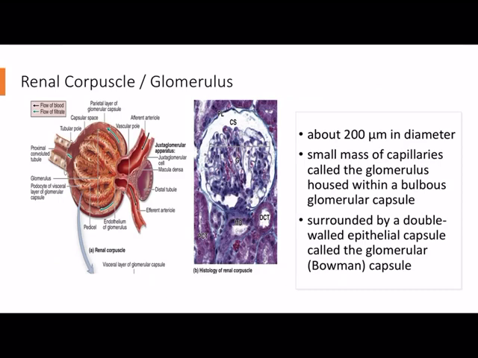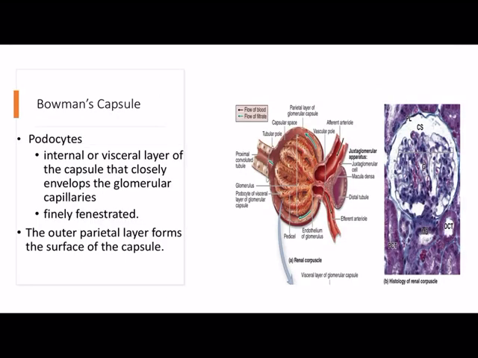Your renal corpuscle is about 200 micrometers in diameter. It has a small mass of capillaries called the glomerulus with a bulbous glomerular capsule. So that's your Bowman's capsule, a double-walled epithelial capsule called the glomerular capsule or the Bowman's capsule.